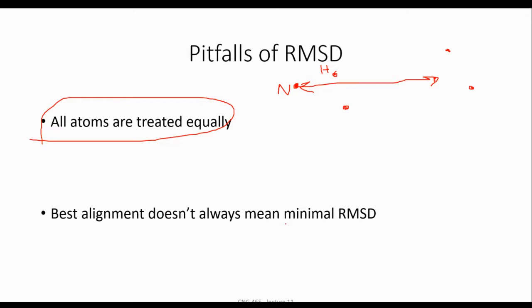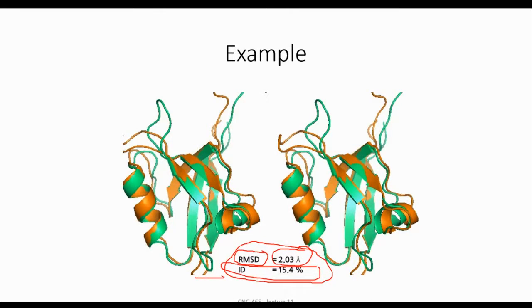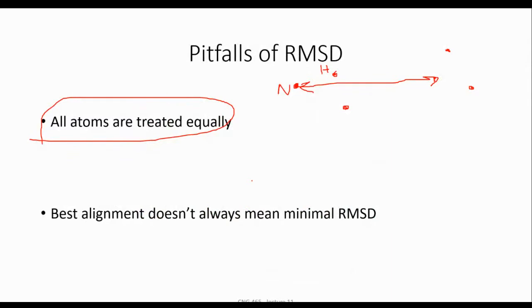And best alignment doesn't always mean minimal RMSD, for the same reason I told you here. Maybe you will find a very low number for RMSD, which is good, but unfortunately the primary structures are not the same. And maybe the functions of these two proteins are not as similar as we think based on their 3D shape. So that's also another disadvantage of this one, but to be fair, most structural alignment methods have this disadvantage anyway.